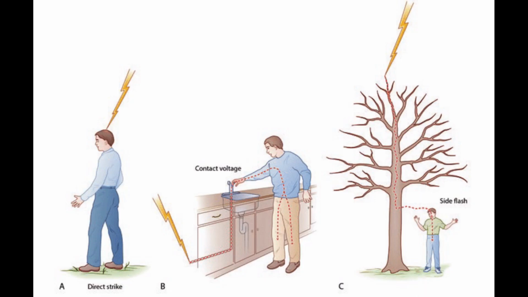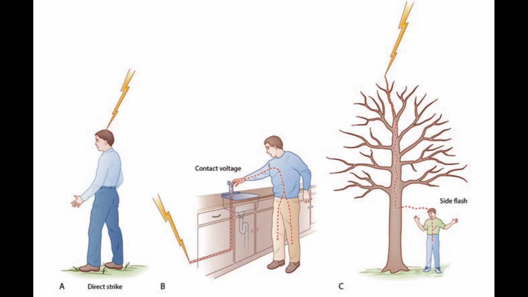Now, in terms of how lightning can be dangerous, lightning is the second most deadly weather phenomenon after flooding. Obviously, you can get struck directly by a lightning strike, although this is less common than other forms of electrocution. So, contact voltage is when you're touching something, maybe a handrail or something that is then struck by lightning.